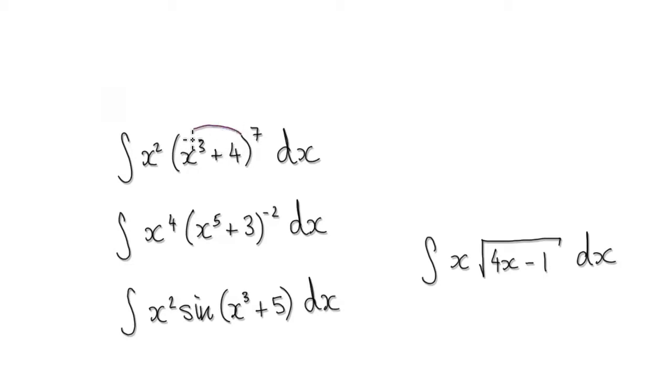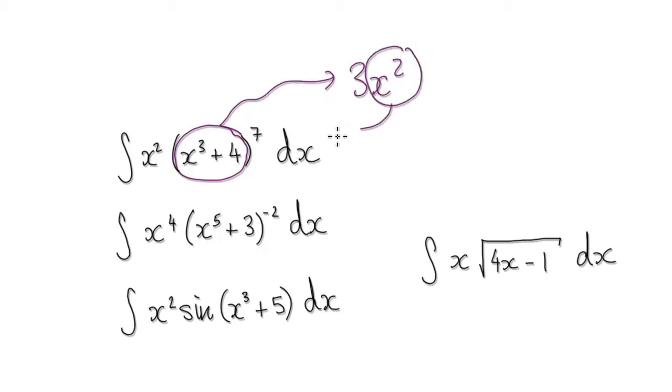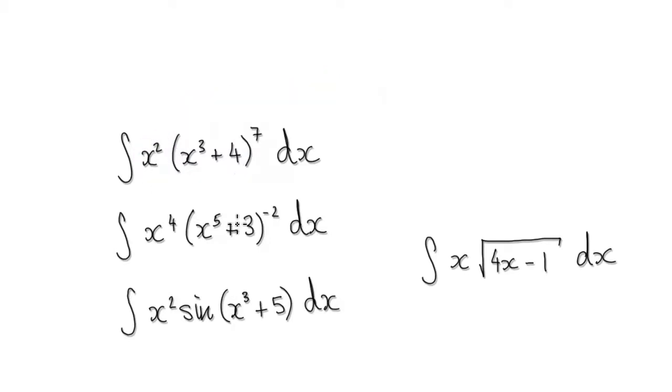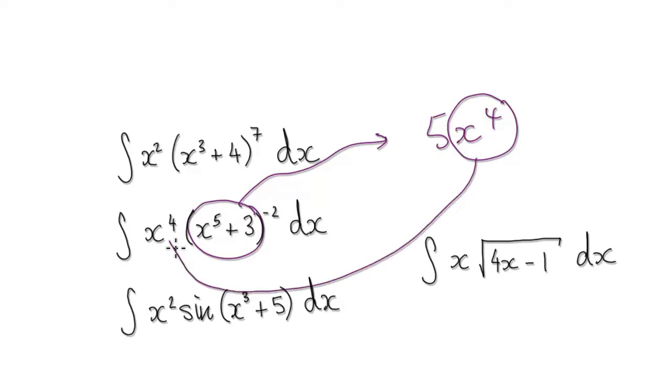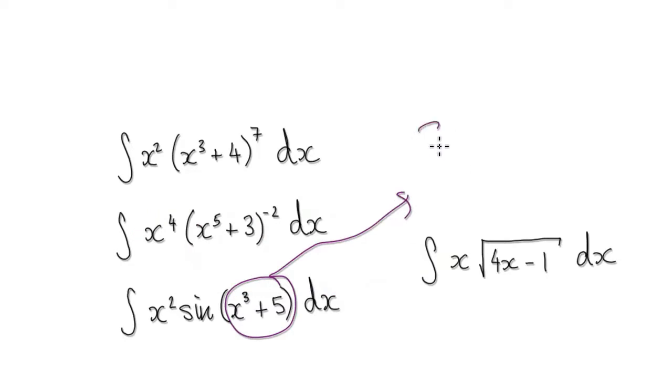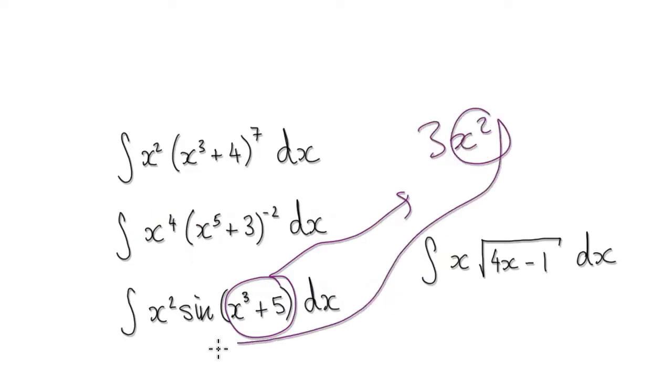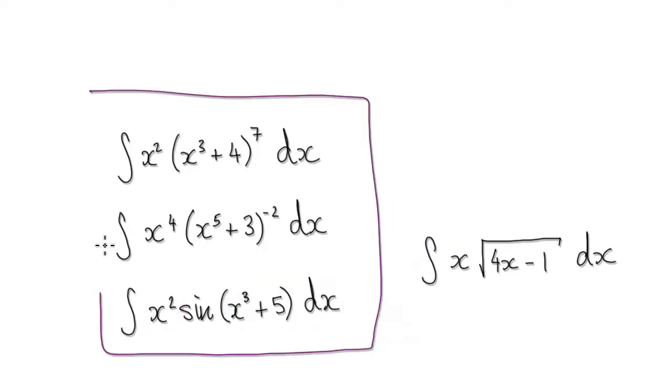For example, if you look at this, when you differentiate this bracket, it will give you 3x squared. And notice that you've got an x squared conveniently placed right here waiting for you. Here, if you differentiate this, it would be 5x to the power 4, and you've got x to the power 4 waiting for you right here. And if you differentiate this, it would be 3x squared, and you've got an x squared waiting for you right here. When that happens, you can just easily guess your way to the answer. It's much quicker than using u substitution.